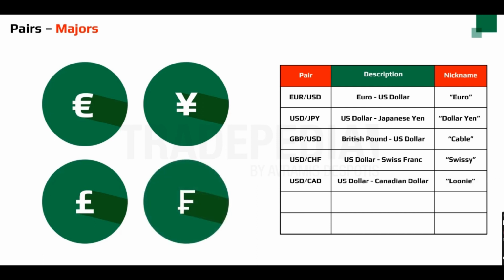US dollar against the Canadian dollar, or loonie. Australian dollar against the US dollar, or Aussie dollar. New Zealand dollar against the US dollar, known as Kiwi.